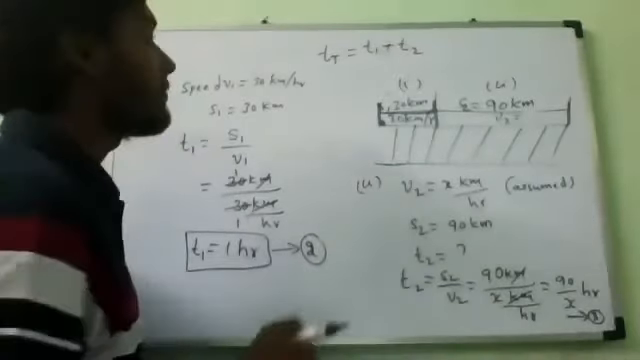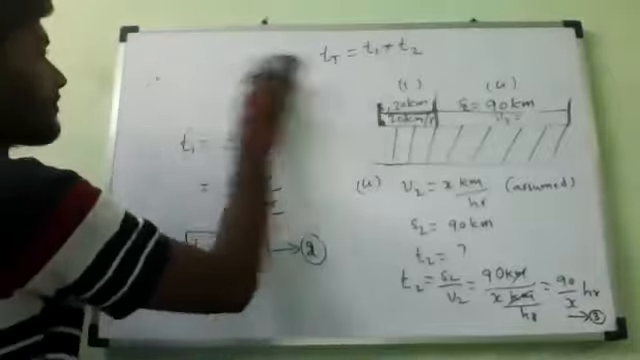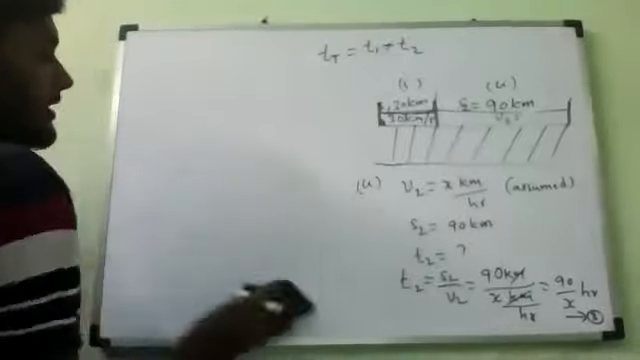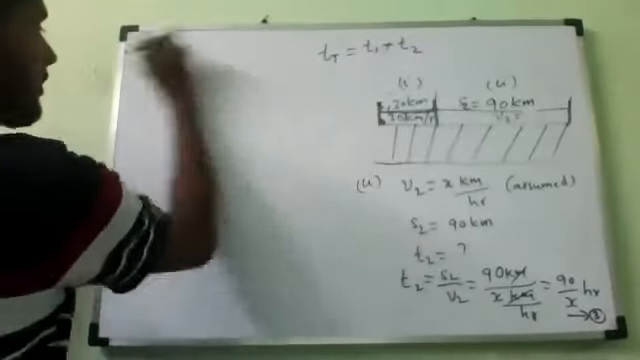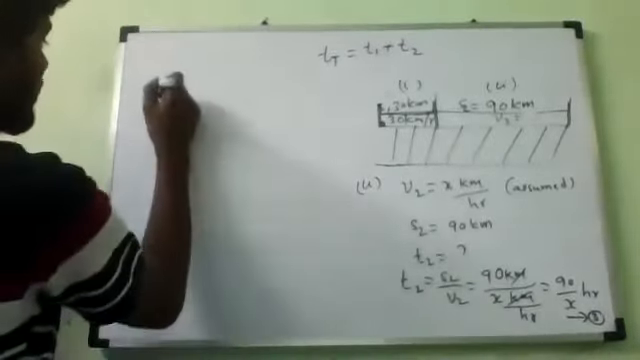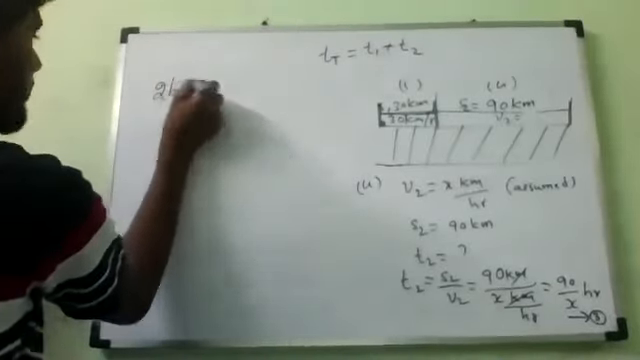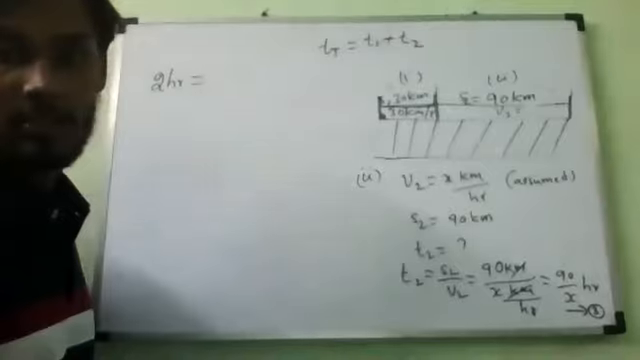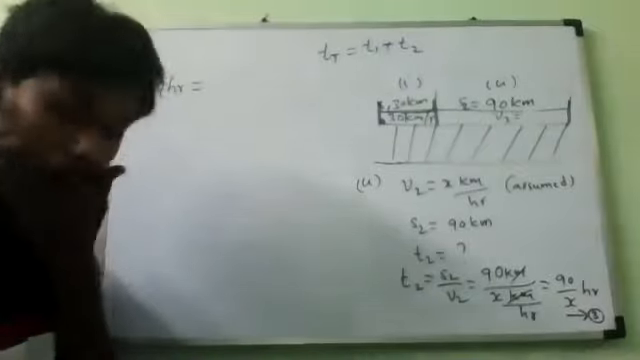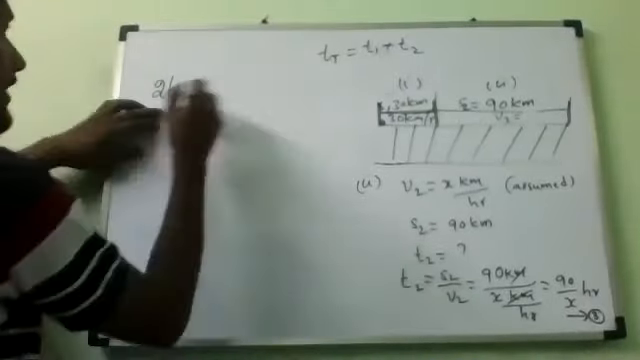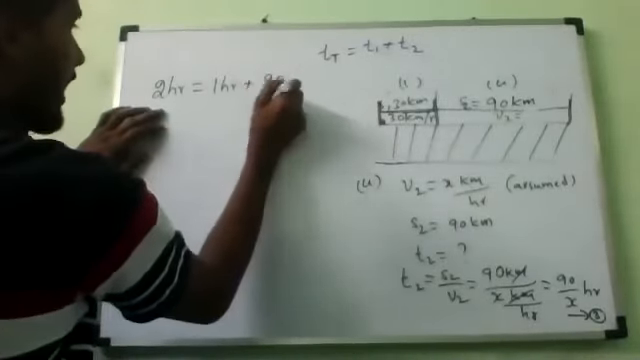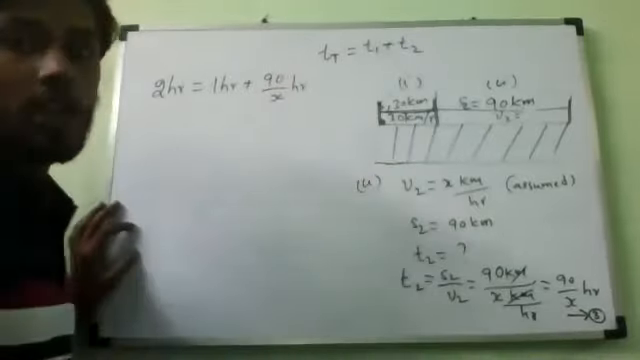Now, how much total time did you get? Look at the beginning. Total time is 2 hours. Do you remember, total time we found from average velocity? Yes or no? So 2 hours is equal to T1, which is 1 hour, plus T2, which is 90 by x hours. Now you solve this, you will get the x value.